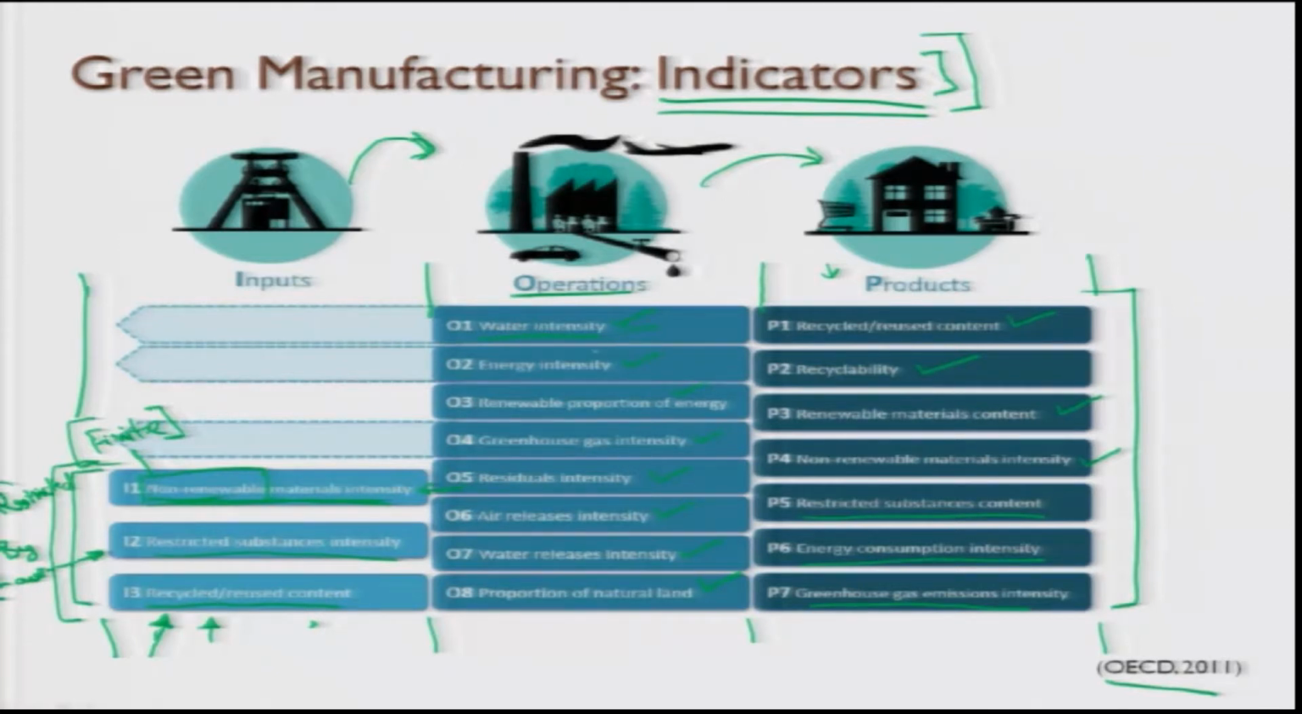Now, energy intensity, we have discussed a lot about this one. Renewable proportion of energy, this also we will cover. By renewable proportion of energy, for example, the company might be using solar energy or wind energy as some part of the total energy that is required for their manufacturing. Then we have greenhouse gas intensity.